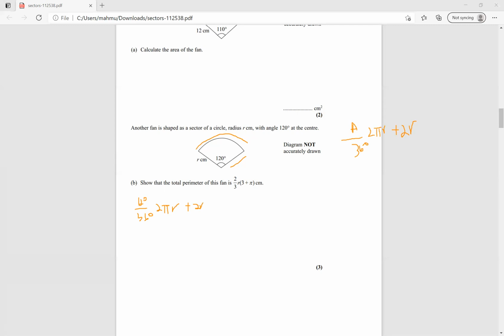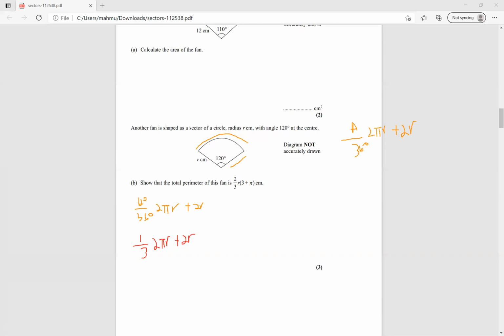Now the second part is I am going to rearrange everything. So I'm going to simplify it. So 120 divided by 360 gives me 1 over 3, right? Then I could put 2 pi r again. So all I'm doing is simplifying everything to make life easy for me. And then 2r. Just the second stage.